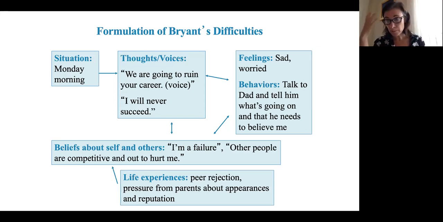Maybe he's also having these somatic sensations in his head, which could also be captured here under feelings. And what does he do? Well, he talks to his dad and tells him what's going on and that he needs to believe him. Now, interestingly, in this particular case, the dad actually was sort of on board with him initially in not liking this neighbor. They thought this neighbor was kind of lowering the standards of the neighborhood, was having parties, was bringing in kind of the wrong element of person. So the family was all kind of on the same page about this neighbor at one point.